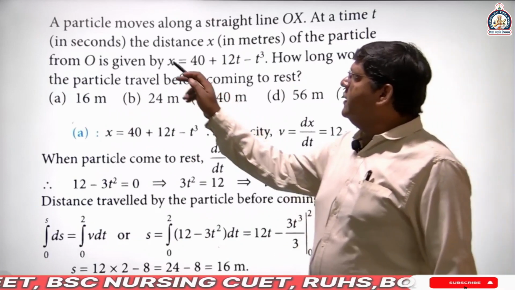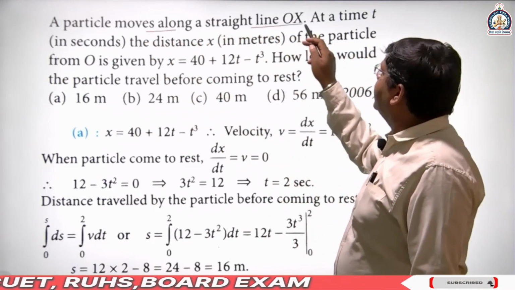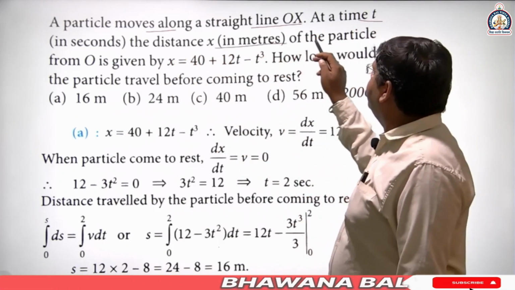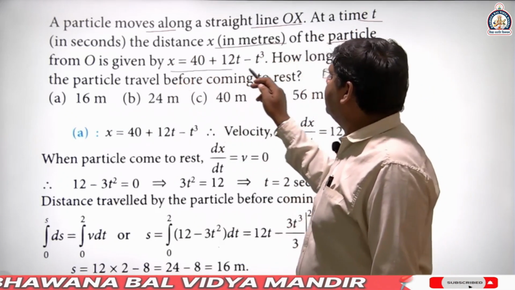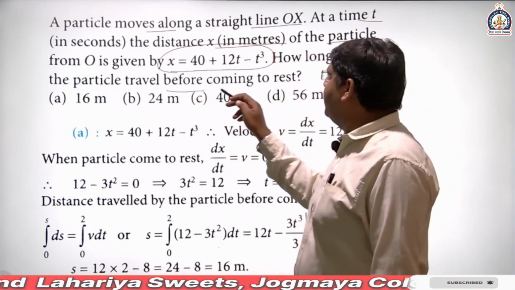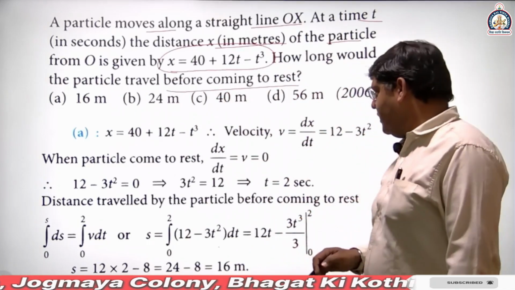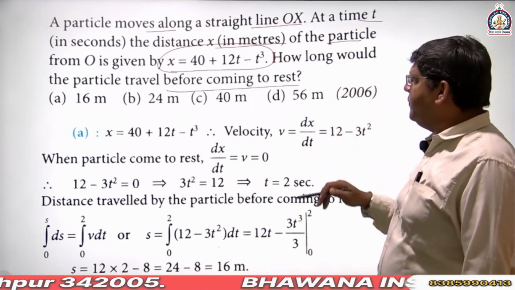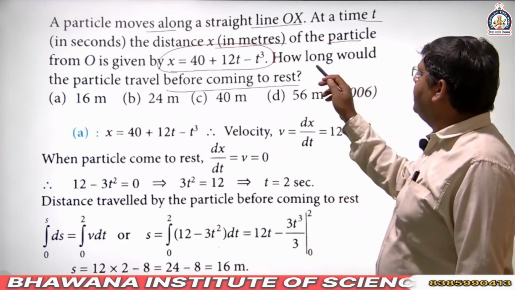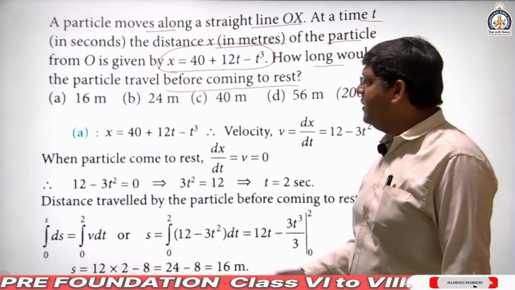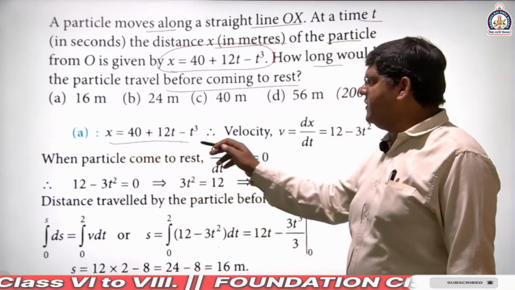The question says a particle moves along a straight line OX. At time t in seconds, the distance x in meters of the particle is given by the equation for distance. How far would the particle travel before coming to rest? We have to calculate the distance when the particle comes to rest. So the equation of position is given as this.